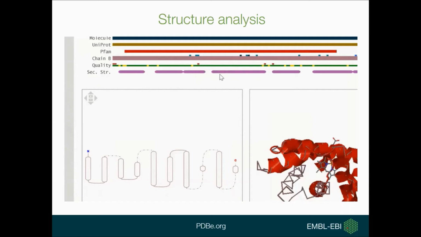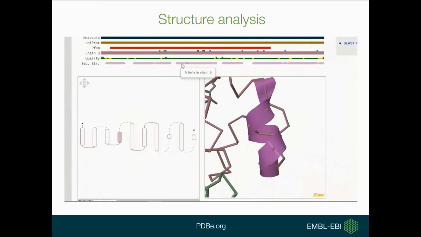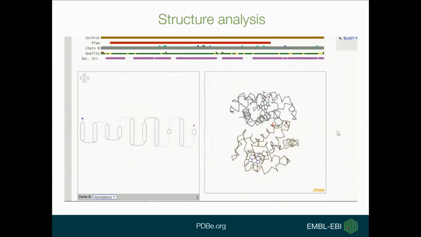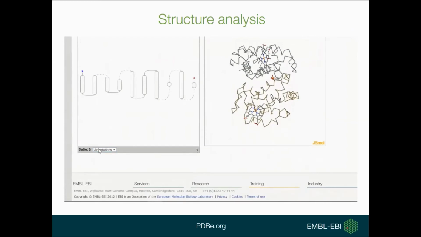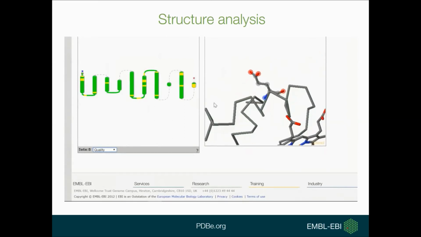There's also a section for secondary structure. This is shown on the 2D, and again, if you click on this, this will be highlighted in the 3D image. Another tool within the 2D section is the ability to color by quality, and this indicates where on the 2D image any issues with the validation might be. Again, you can click on these and view these peptides in the 3D viewer.